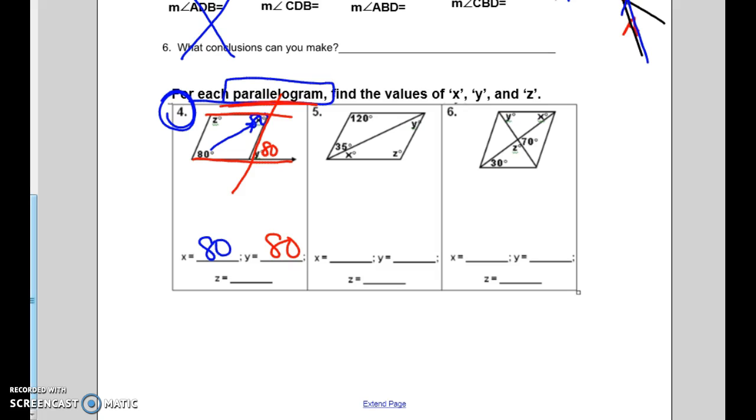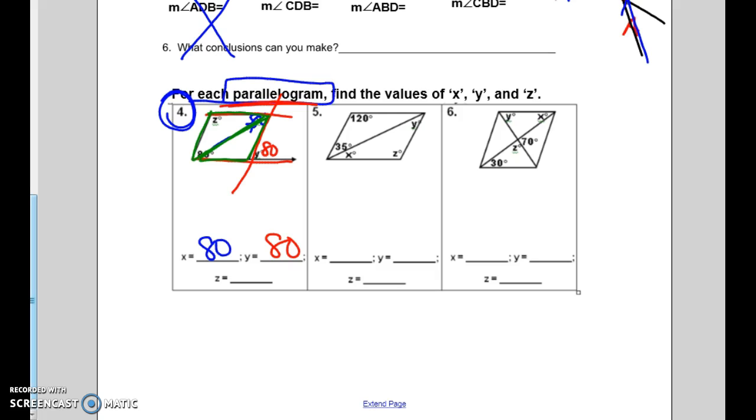Well, all of this has to add up to 360, doesn't it? Because how many triangles do I have inside here? How many triangles do I have? Two of them. How big's a triangle? 180. So if I have 2 triangles, then I should get 360.